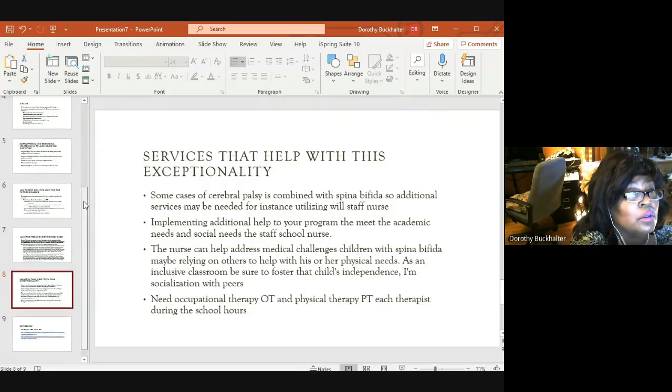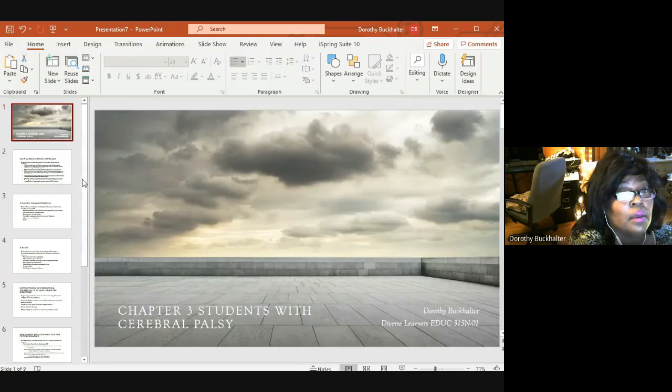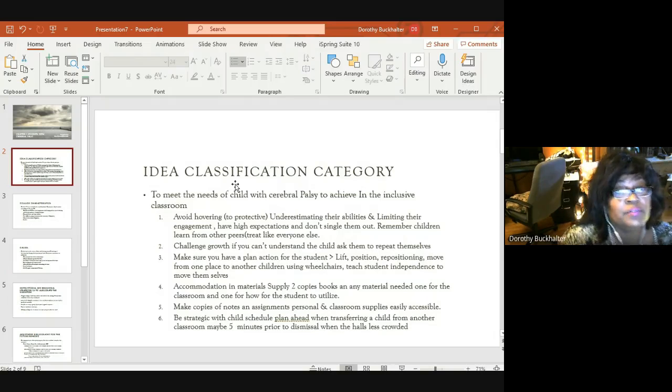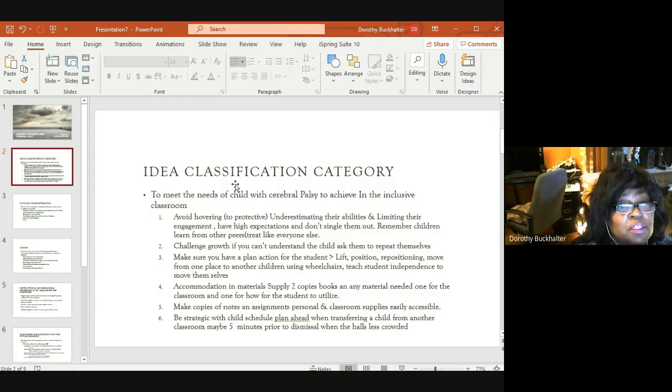Okay, I would like to talk to you about disability. The disability that I chose was cerebral palsy. Idea of classification category: to meet the needs of the child with cerebral palsy, to achieve in an inclusive classroom, avoid hovering or protection, underestimating the child, and make sure that you don't limit engagement.